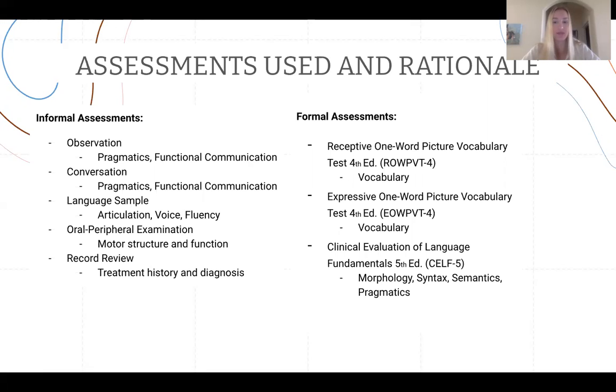And he was formally assessed in his school speech therapy room in English. The tests we administered were the Receptive One-Word Picture Vocabulary Test and the Expressive One-Word Picture Vocabulary Test to assess his receptive and expressive vocabulary and make sure that they're age appropriate. And we also administered the Clinical Evaluation of Language Fundamentals, 5th edition, or the CELF-5, to assess morphology, syntax, semantics, and pragmatics.